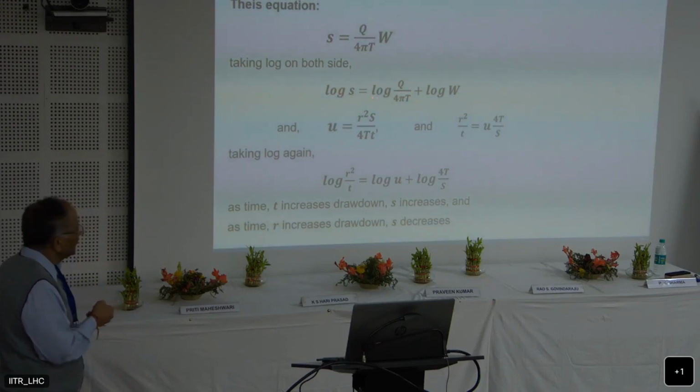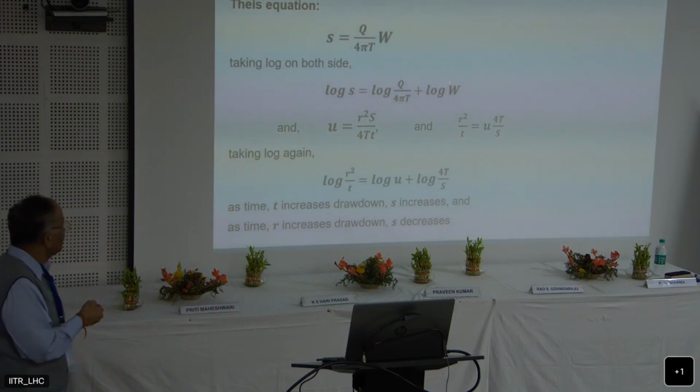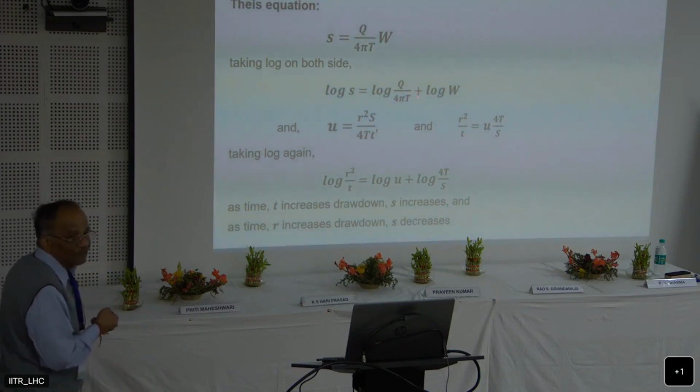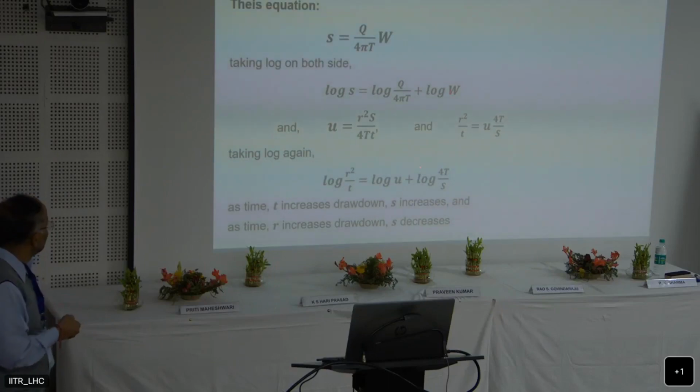If I write log s is equal to log Q by 4 pi T plus log W, only this will be varying with time and distance, whereas this is constant because Q is constant and the aquifer parameter T is constant. Taking log again, we can write log r square by t is equal to log u plus log 4T by S. Again here also, only this will be varying and log 4T by S is a constant. So as t increases, drawdown increases; as r increases, s decreases.